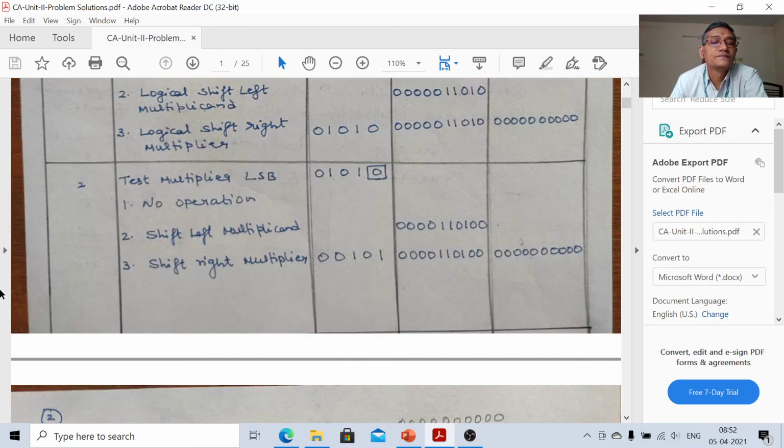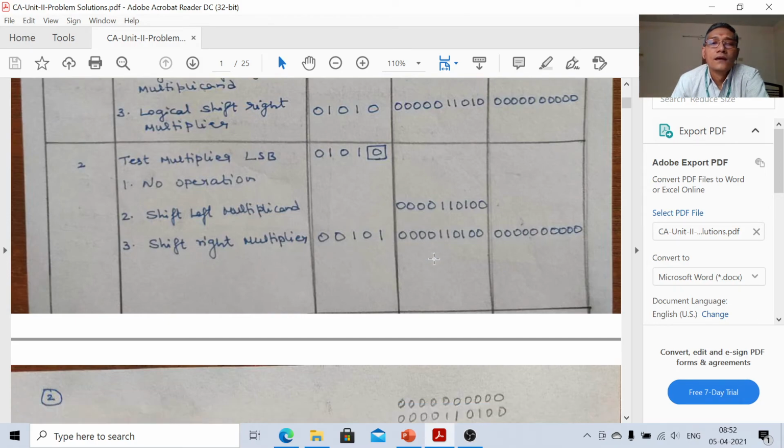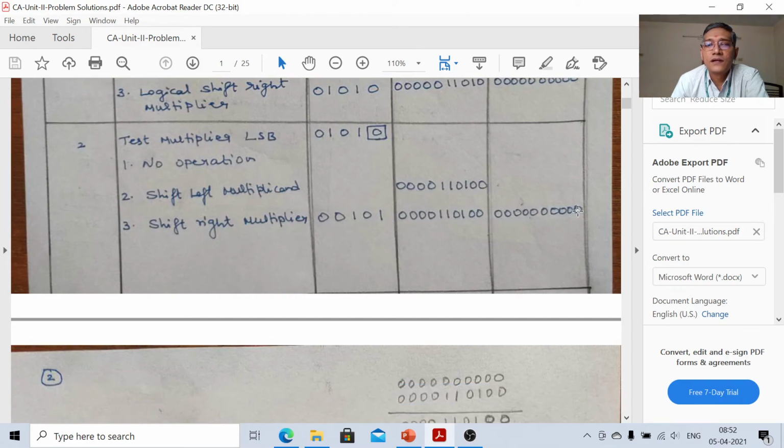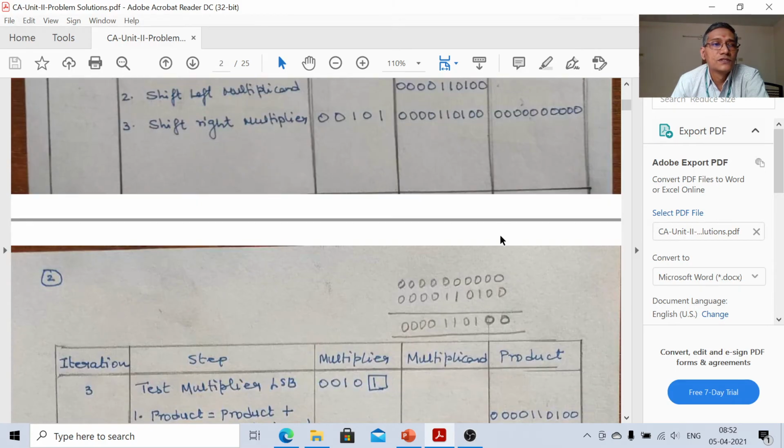This is the second iteration. Again, from the previous iteration, the multiplier bit is still 0, so we will skip the first step. We will go to the second step of shift left multiplicand and shift right multiplier. So we will get this, right? And we are not disturbing the product register. So this is the second iteration.